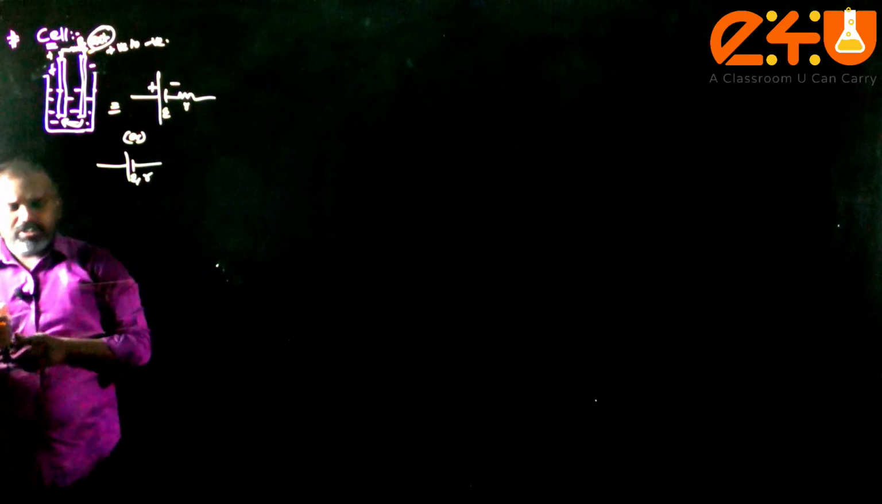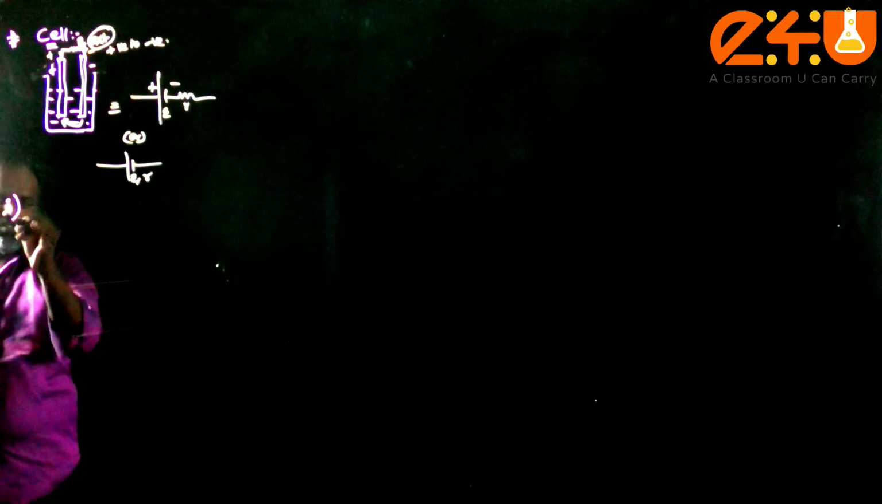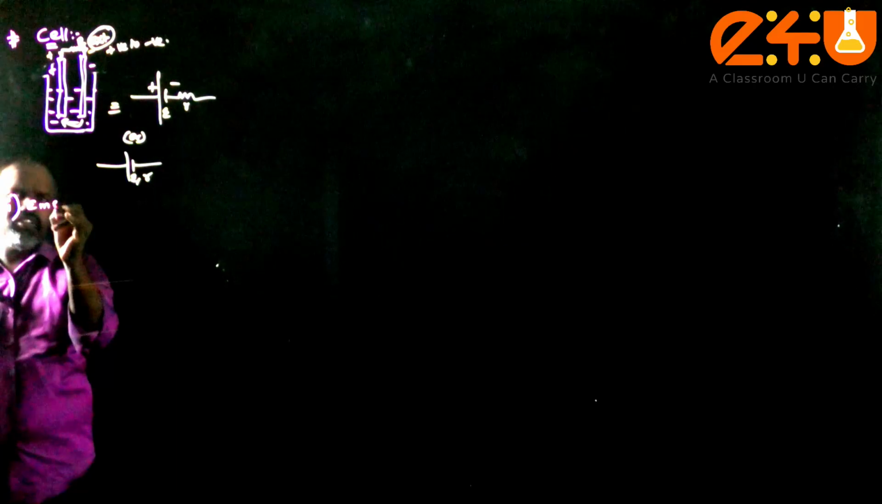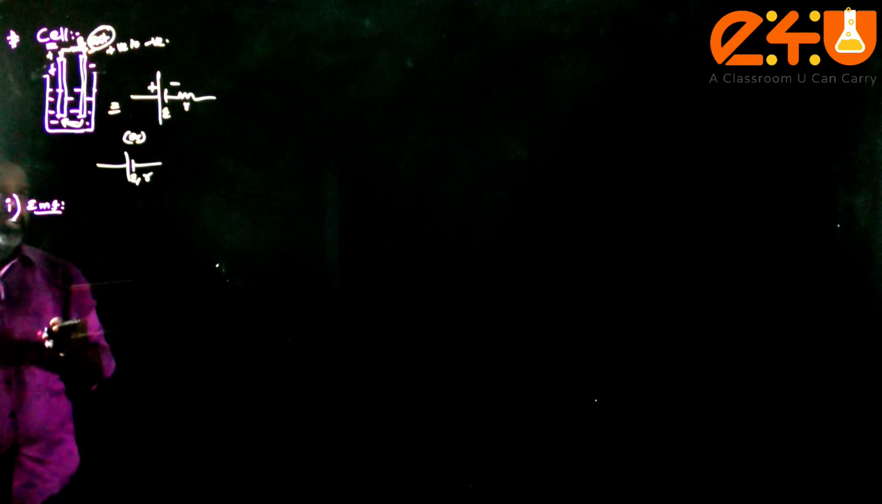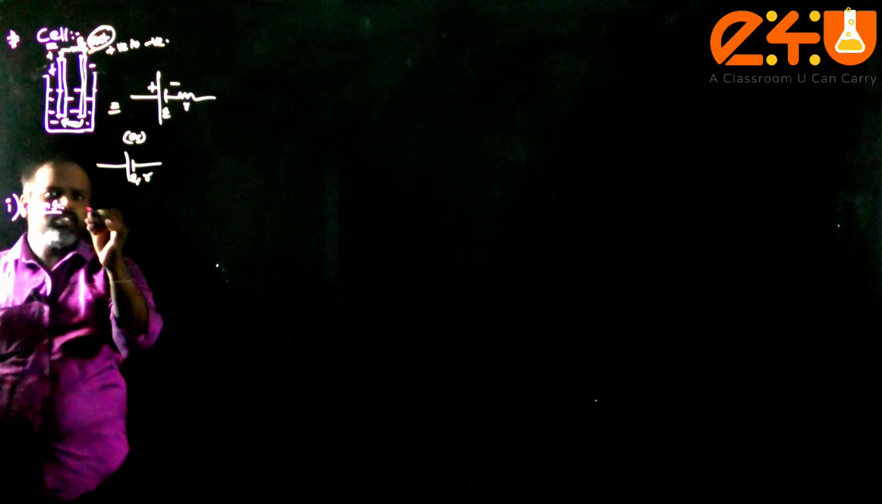Now first you see that the first parameter related to the cell is the EMF. If there is no current flow, that means when the circuit is open, you just see that.